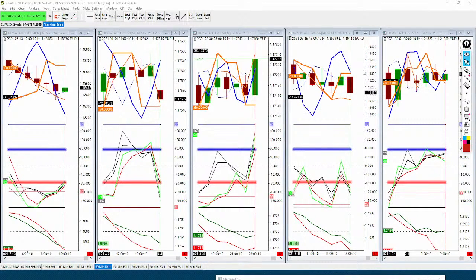So you want to have some type of body associated with that particular pattern, right? So you don't want to have a doji. You don't want to have a small cross type candle where it ended kind of the same place it started. Okay, so let's look at our first example here.